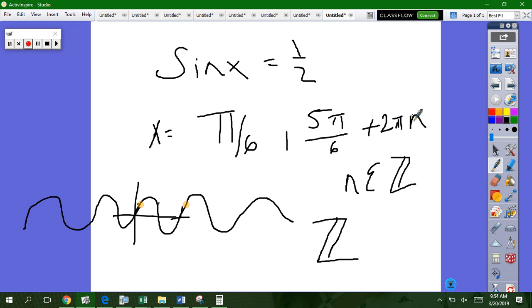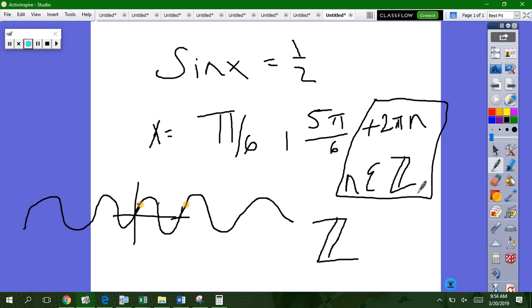So when I go ahead and put n, give me any integer. Anybody give me anything? 2. What's 2 times 2 pi? So therefore, it's taking these answers and adding 4 pi to it. Or if I say negative 2, that would be taking those answers and subtracting 4 pi from it. Does that make sense? So this is giving me every solution. Okay? Does everybody understand this part here?